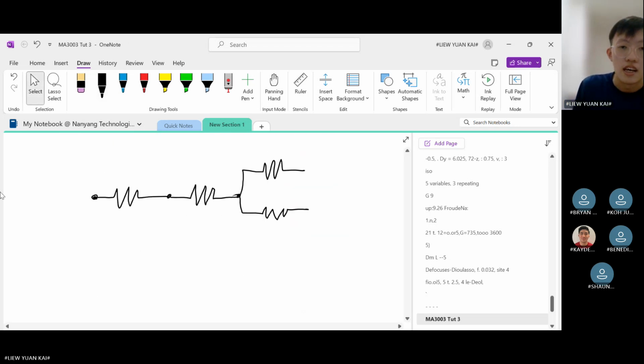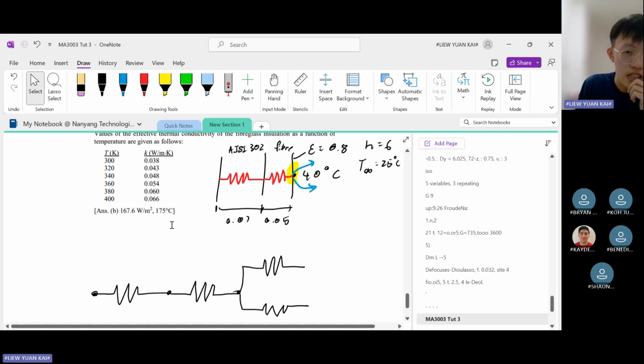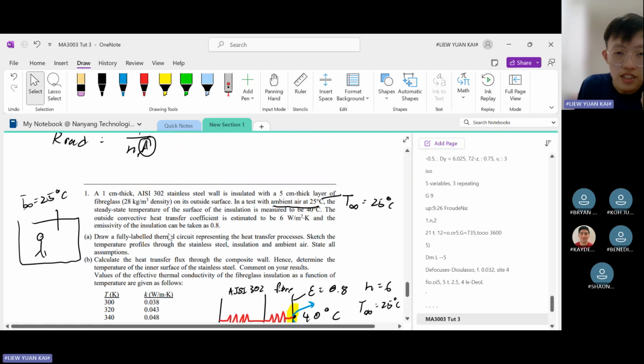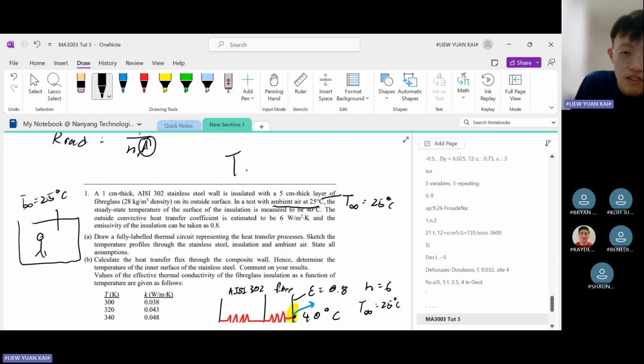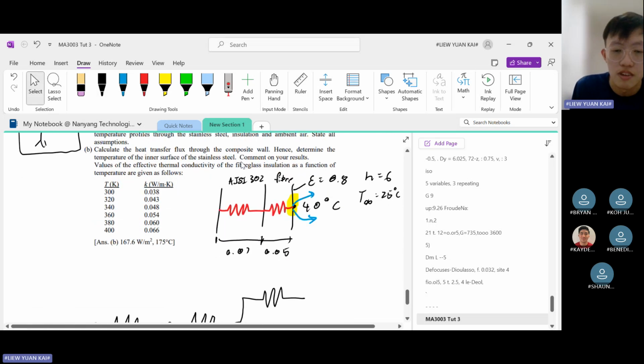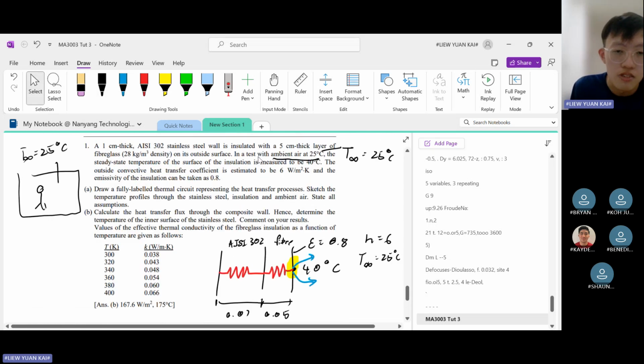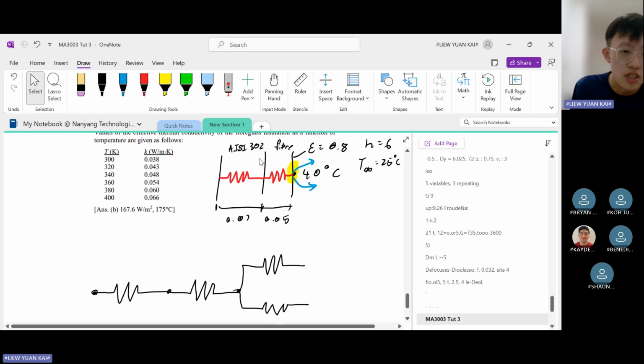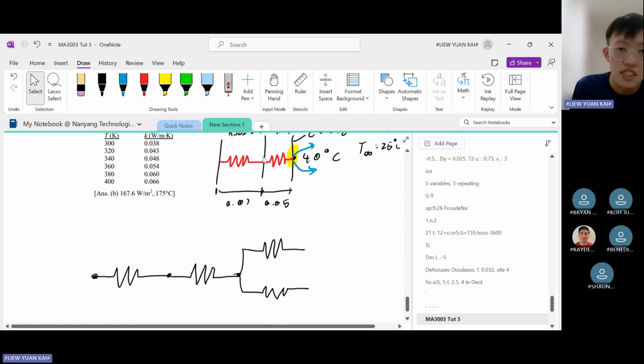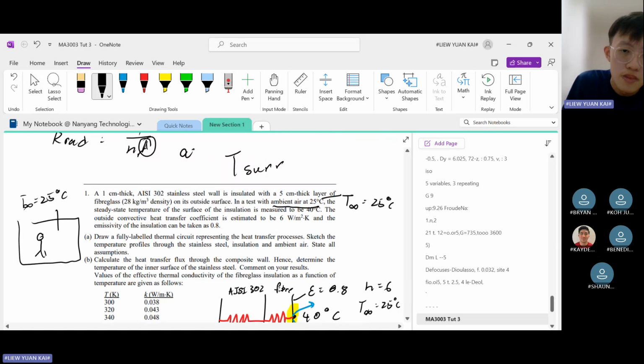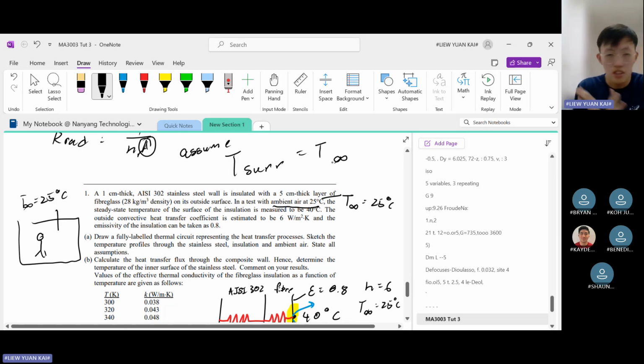And then here's the thing about this question. In the question, they never give us this T surrounding. Usually, for radiation, it will go off to T surrounding. But in this case, they did not give it to us. So we have to make one assumption. One of our assumptions is that we assume T surrounding is equal to T infinity, the ambient temperature. Ambient temperature is not the same thing as surrounding temperature.